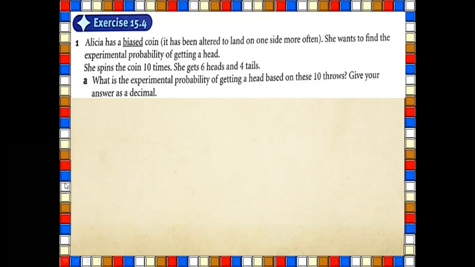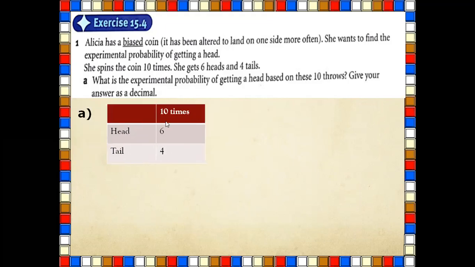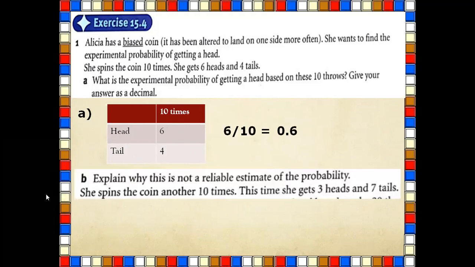She spins the coin. So I'm going to just show the table for doing this 10 times. So as a fraction, it's 6 out of 10. Yes, and as a decimal? Easy, what's 6 over 10 as a decimal? 0.6. 0.6, yes, or 6 tenths. Yes, thank you, Jude.